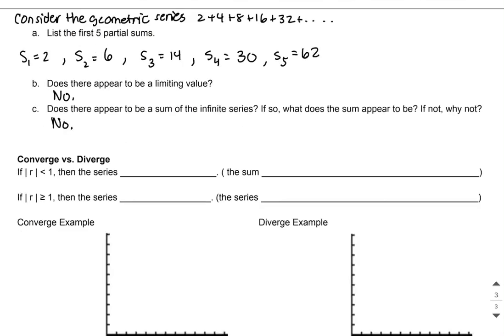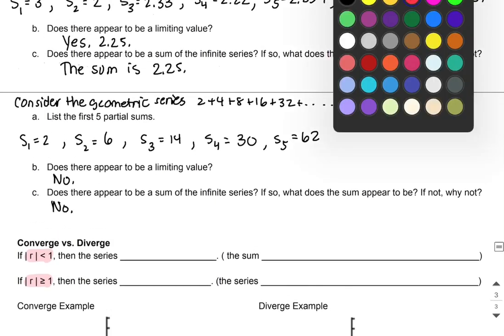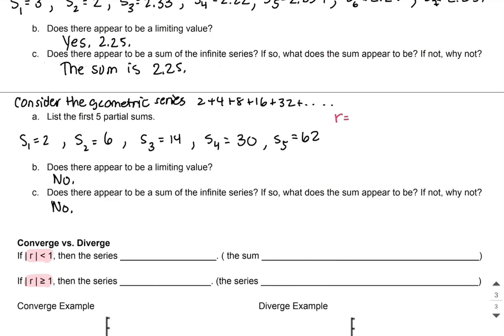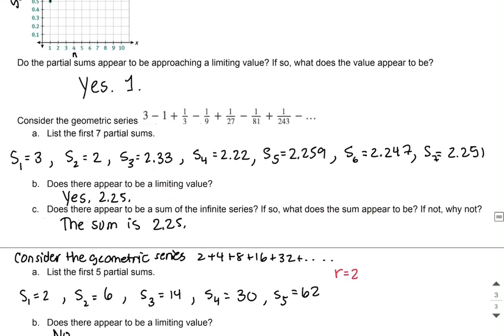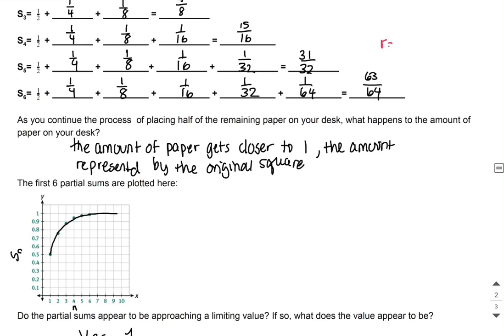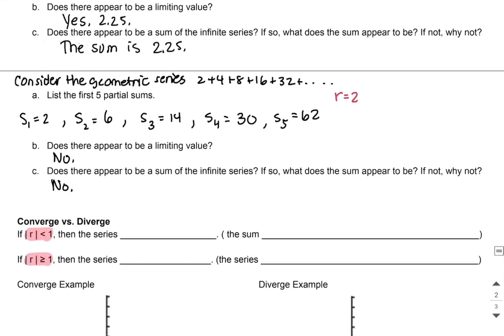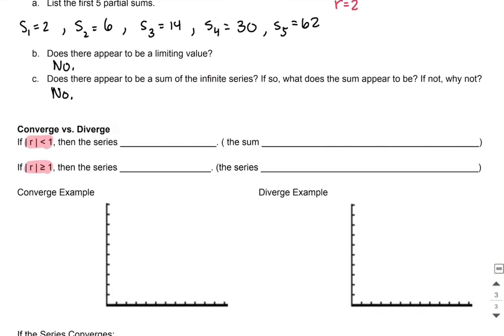The thing that's going to tell me if the series converges or diverges is what the r is. Let's look at what our r was for all of these examples. r here was 2. r here was negative 1/3. r here was 1/2. So for 1/2 and negative 1/3, when the absolute value of r was less than 1, the series converges. I know it converges.